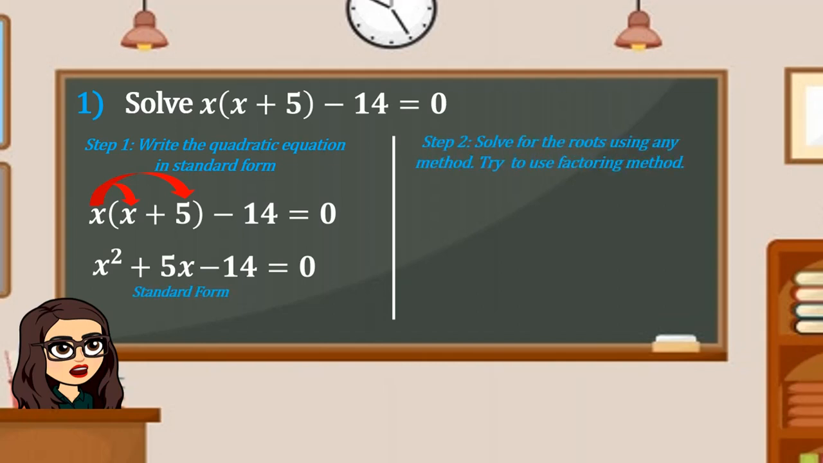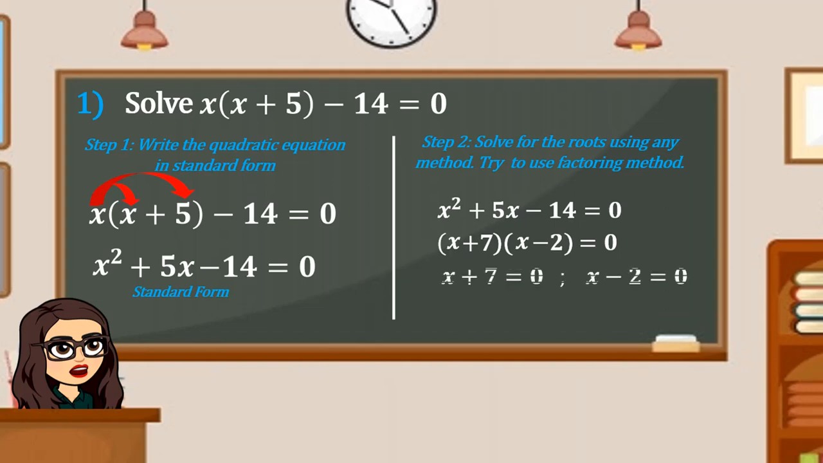Step number 2, solve for the roots using any method. So we will try to use the factoring method. So use the standard form of the equation. So first step, determine the factors of the first term. So the factors of x squared are x and x. And the factors of the last term, which is negative 14, that will give us the sum of positive 5 are 7 and negative 2. Because 7 minus 2 is 5.